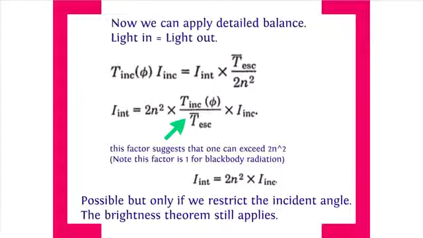But the more interesting thing is this factor tells me that potentially I can go more than 2n squared. This factor suggests that one can exceed the 2n squared. For black bodies, this is always one, and it turns out you can exceed this. To exceed this, you have to take advantage of this factor phi here. So in some angles, you can have a very high incident intensity and a very low escape probability. You can imagine doing this, for instance, with the CPC. The CPC does this.